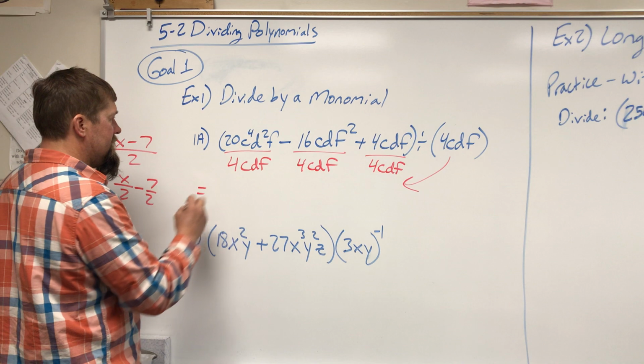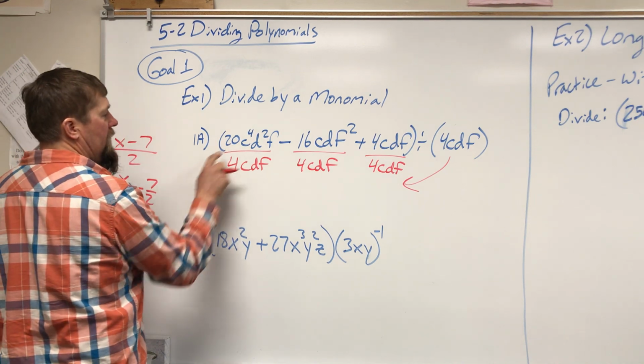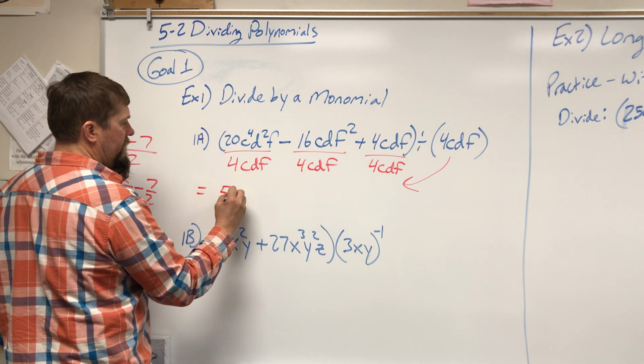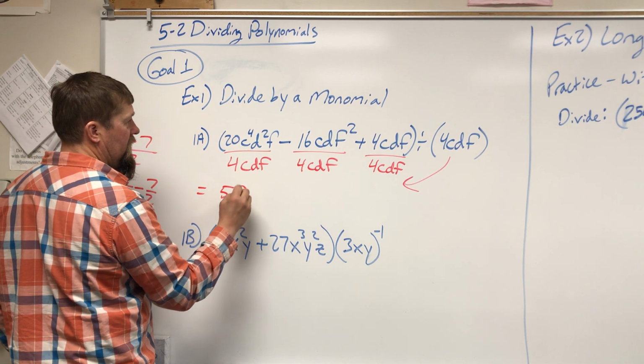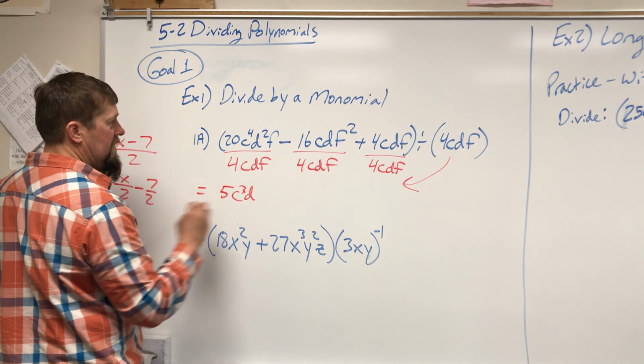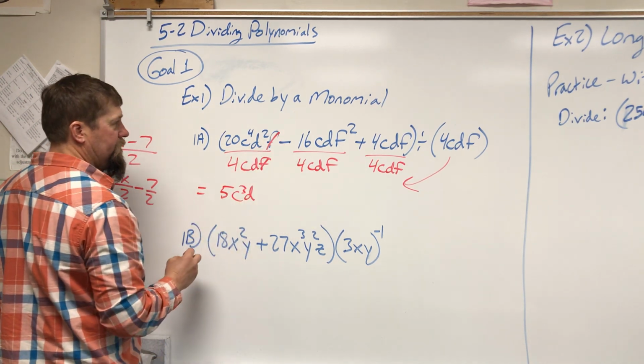All right, so if I simplify the first one, I end up with 20 divided by 4, which is 5. C to the fourth divided by c is c to the third. D squared divided by d is just d, and then the f's eliminate.